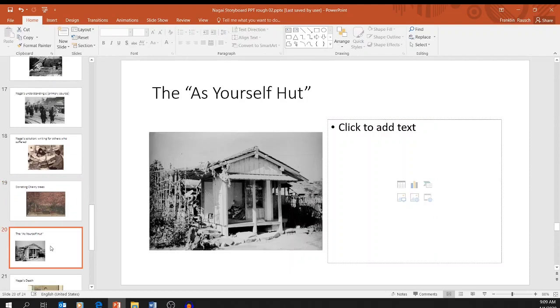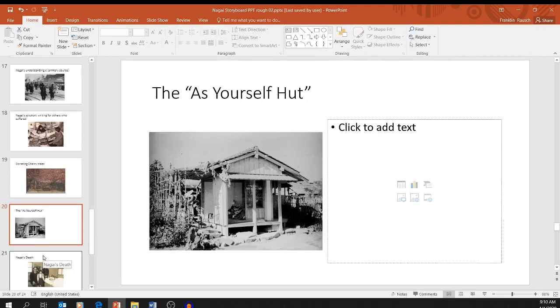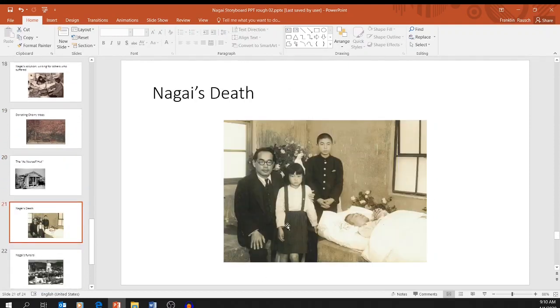Then I talked about the As Yourself hut. So I included a picture of the hut. And then I included a picture to mark when he died. And one thing I want to note about this, later we're going to talk about transitions and zooms and pans and things like that. So when you make a documentary, you don't want it just to be still images, right? You don't want it just to be still images. You have to have some kind of movement, and you do that through zooms.